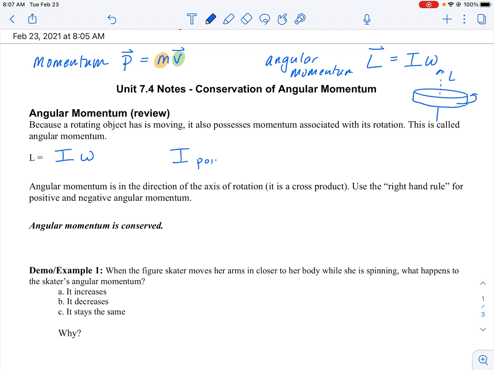Remember that moment of inertia for a point is mr squared, and angular speed would be change in angle over change in time. The unit for moment of inertia is kilogram meter squared, and the unit for angular speed is radians per second.